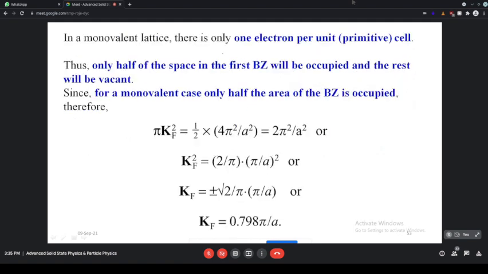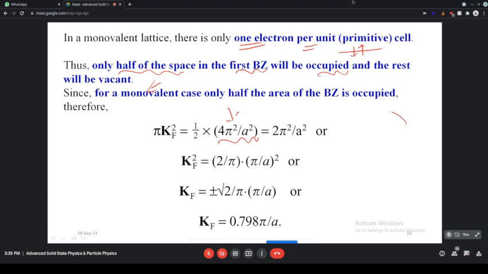Now what we know, there is only one electron per unit cell. In one energy level there can be two electrons, but we have only one electron per unit cell. It means only half of the first Brillouin zone will be occupied and the rest will be vacant. We have calculated the area, but only one electron is present per unit cell, therefore the area will be half. We can write 1 by 2.